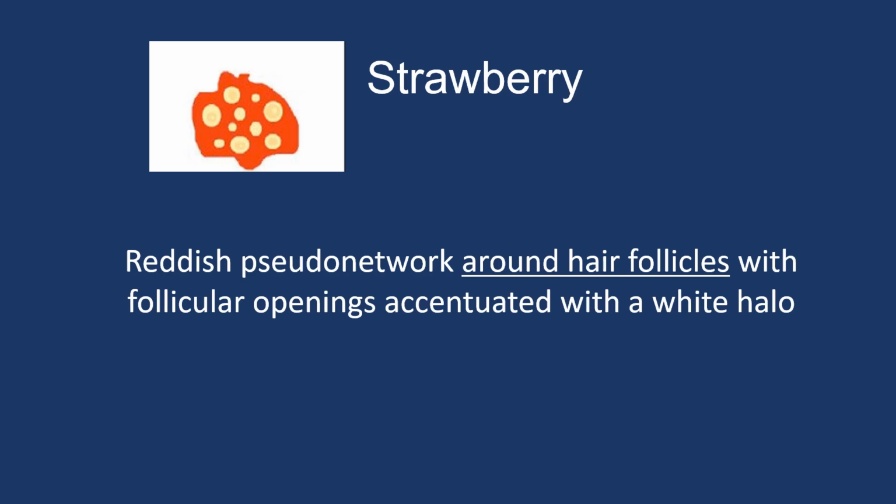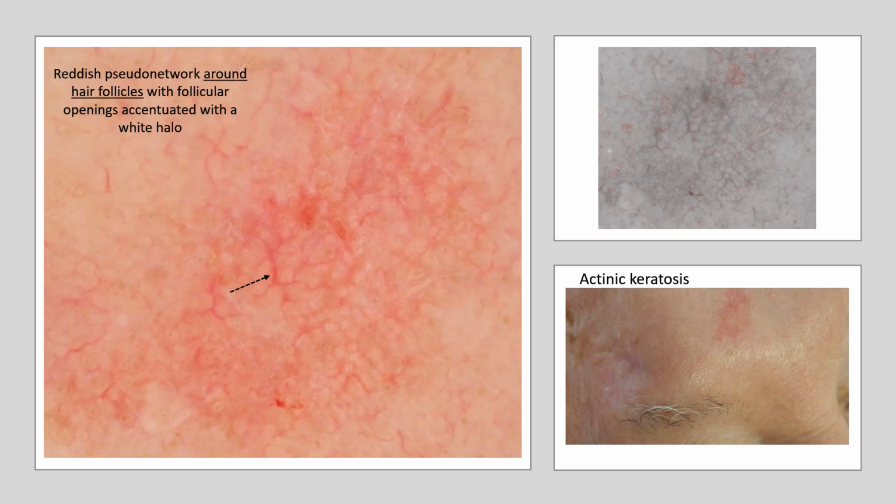And finally, the strawberry appearance, a reddish pseudonetwork around hair follicles with follicular openings accentuated with a white halo. And here we have such an example with this actinic keratosis, where we see this reddish pseudonetwork surrounding the hair follicles. You can see the accentuated white structures, which are portions of these projections with this white halo.